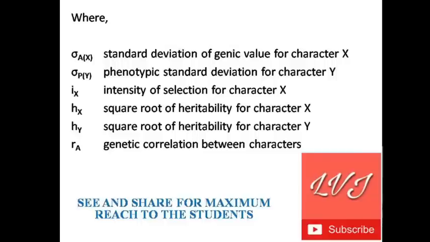Here sigma Ax is the standard deviation of genic value for character X. Sigma Py is the phenotypic standard deviation for character Y. Ix is intensity of selection for character X. Hx is square root of heritability for character X. Hy is a square root of heritability for character Y. And ra is genetic correlation between the characters.